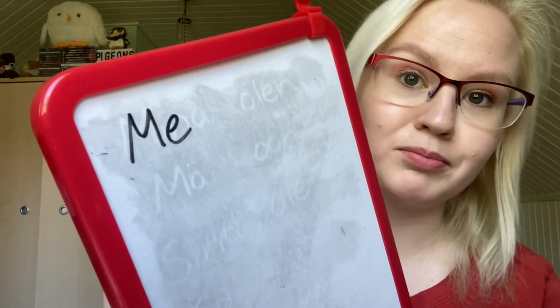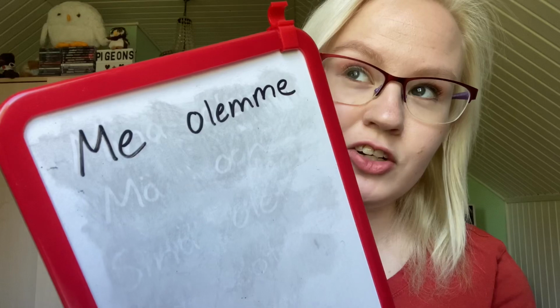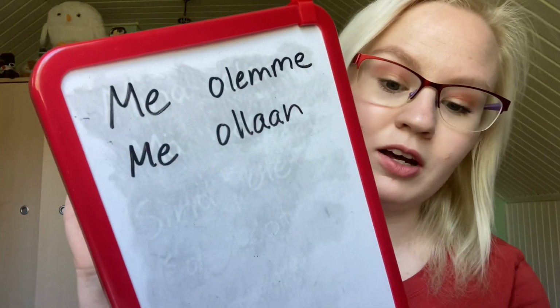But minä olen, sinä olet, hän on. Next we have we are. And that is me, olemme. So we is me, just like me, but me, olemme. Me olemme. And in speech we would say me ollaan. Me ollaan.